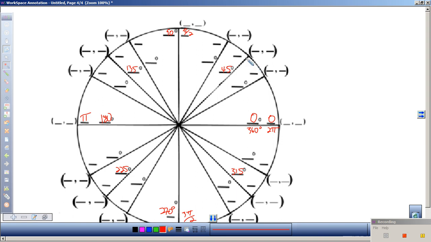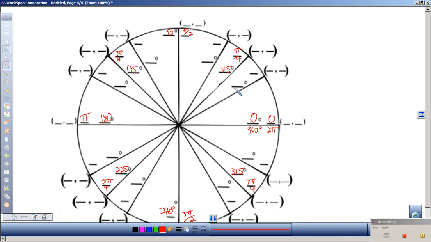Then in radians, what's this first one in radians? Pi over 4. Here, 3 pi over 4. 5 pi over 4, and 7 pi over 4. Remember, you're supposed to already know these, right? From last Thursday, I said you should know all these angles.